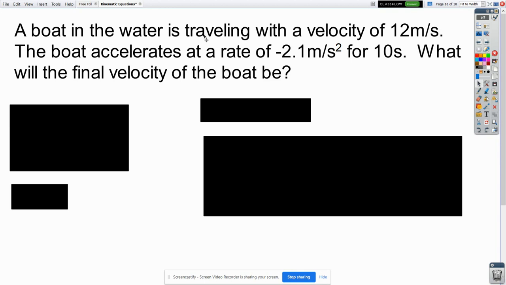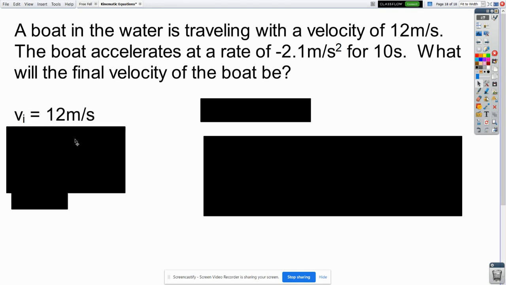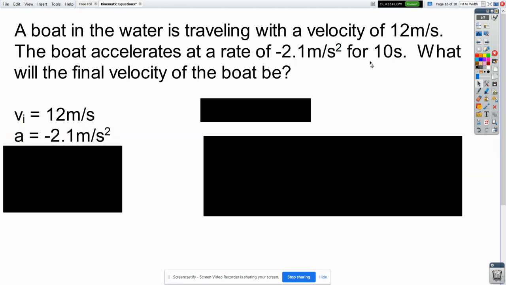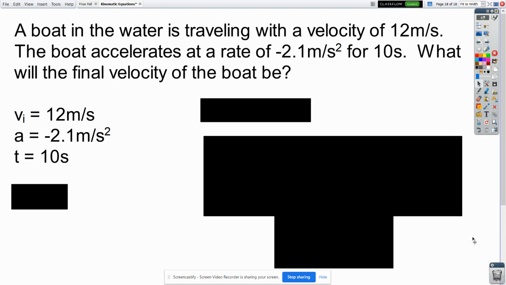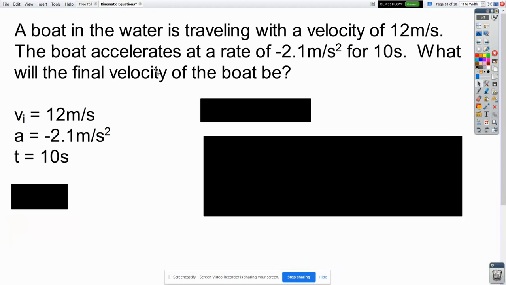A boat in the water is traveling with a velocity of 12 meters per second. We're going to say that's VI because that's what it is doing. The boat accelerates at a rate of negative 2.1 meters per second squared. So that's acceleration. For 10 seconds. That's time. What's the final velocity? So I made this a little easier instead of asking you anything about time. We're not going to have to worry about that 1/2 AT squared thing.